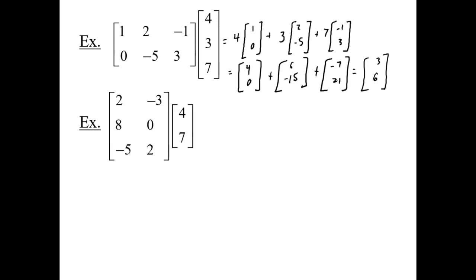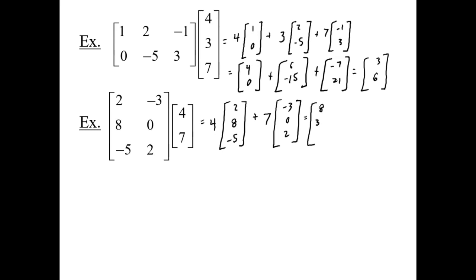Let's try this one here. So now again, the idea is take the first column of the matrix, 2, 8, -5, and its weight is going to be the first entry of the vector, which is 4. Take the second column of the matrix, -3, 0, 2, and its weight will be the second entry of the vector, which is 7. So this would be 8, 32, -20, plus -21, 0, 14.